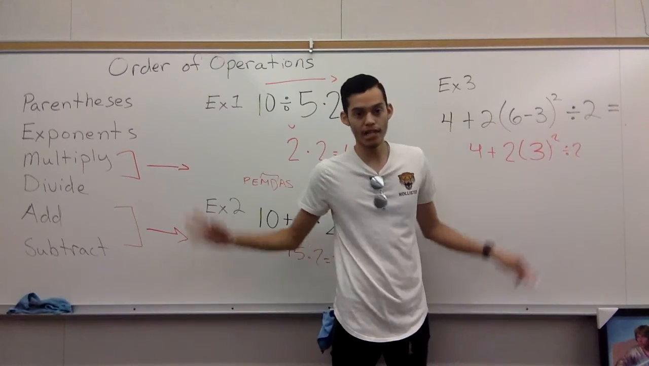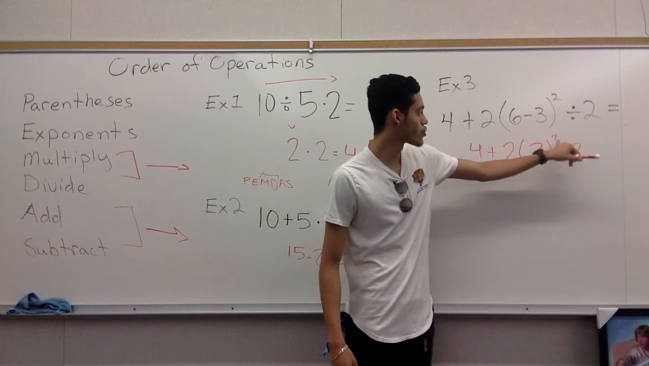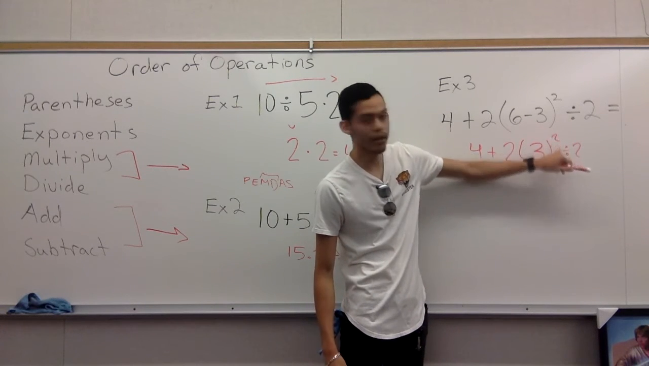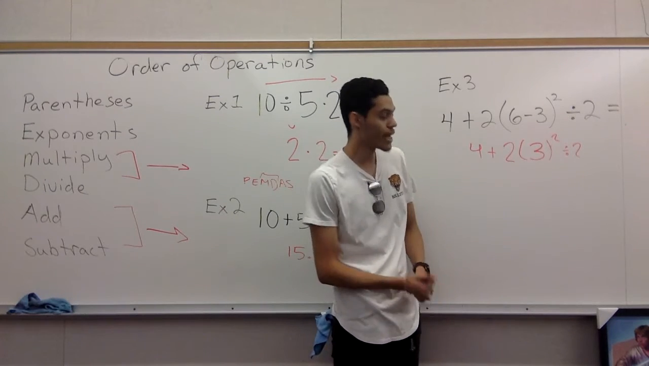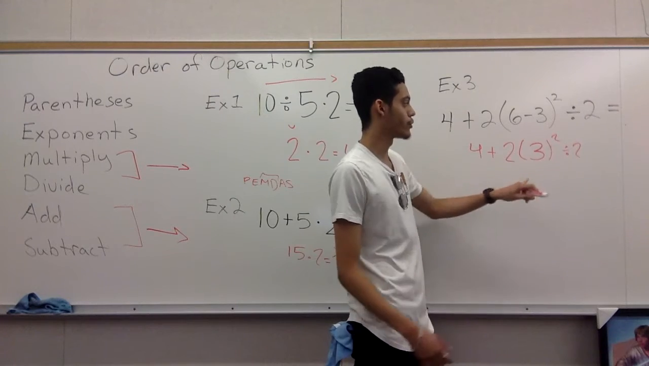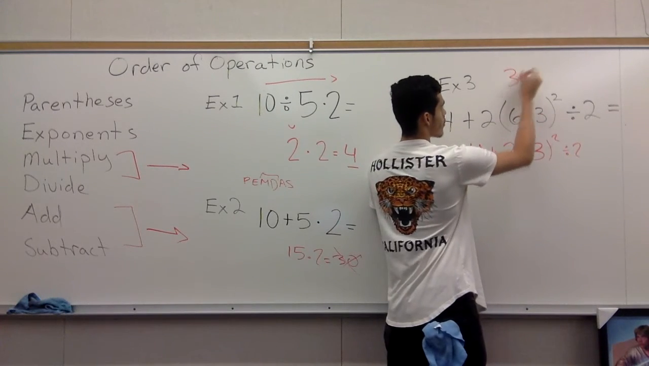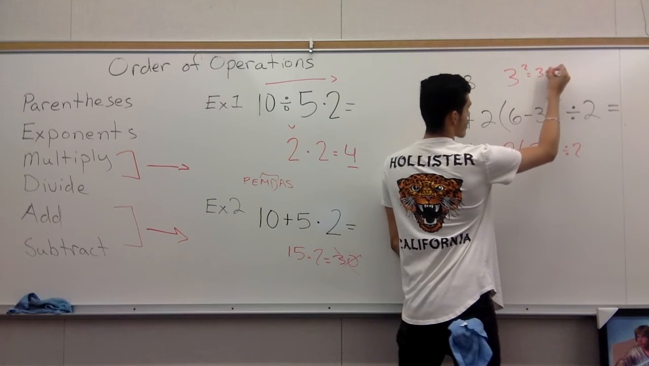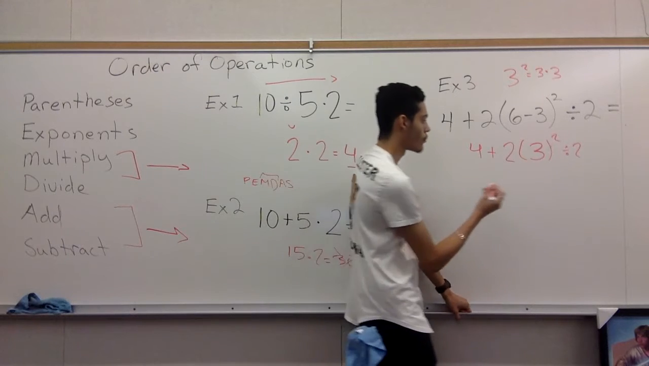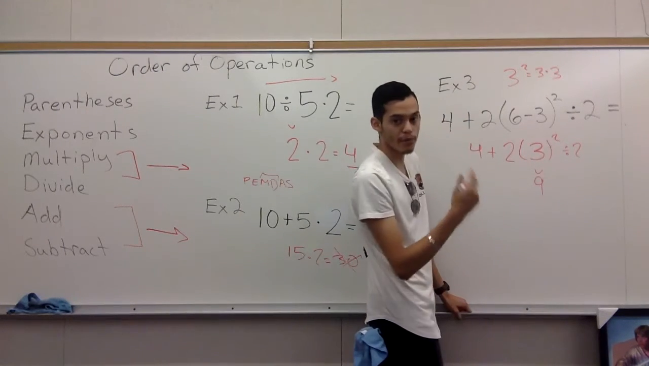So do we have any exponents? We go to the next one. Do we have any exponents? We have this 3 squared. This 2 right here is squaring the 3. And it's not going to be 3 times 2, because that would be 6. You'd actually do 3 times 3. That's what this square means. So 3 squared is 3 times 3. Careful with that because a lot of students get confused with that. So this would give you 9. So you rewrite the rest of the problem down.